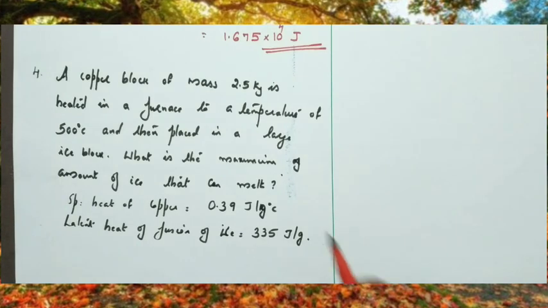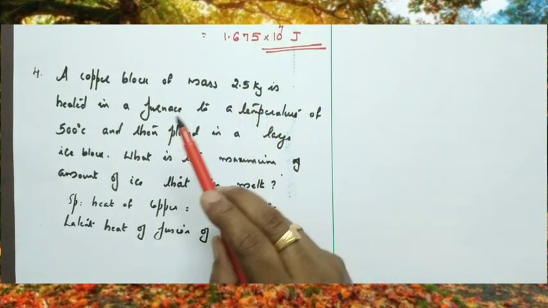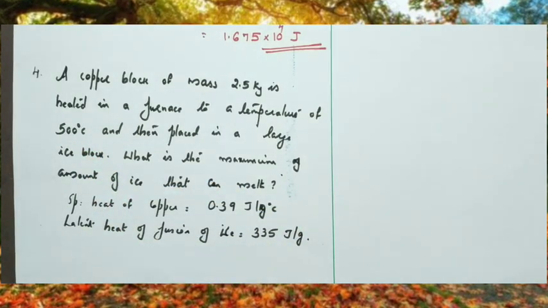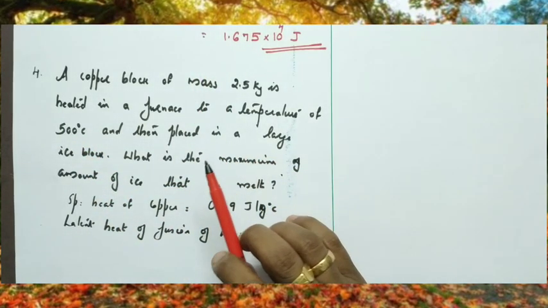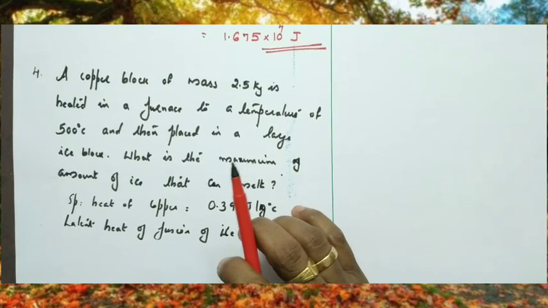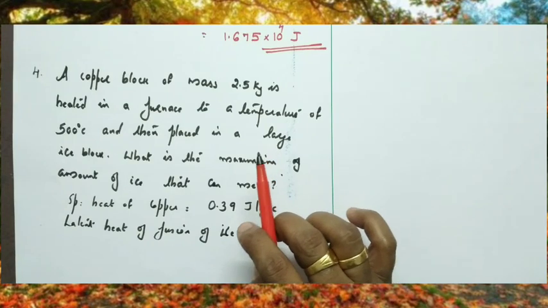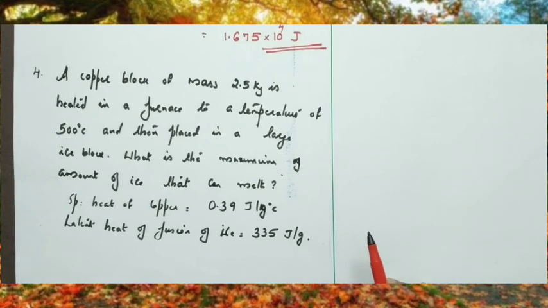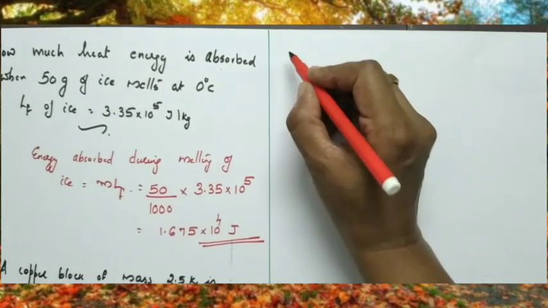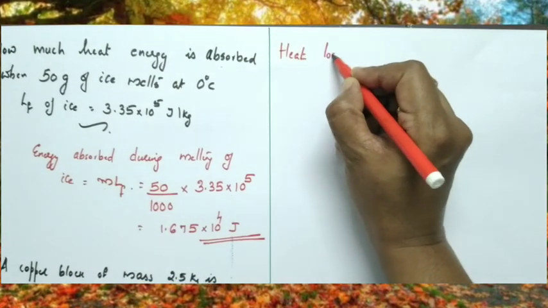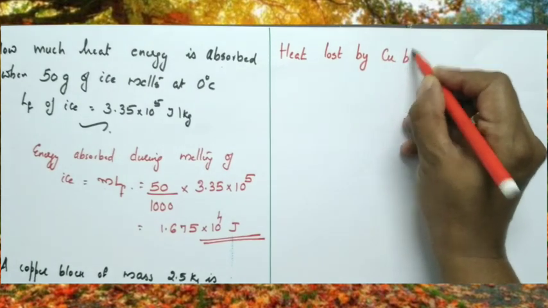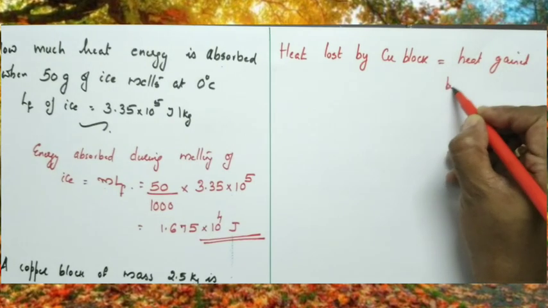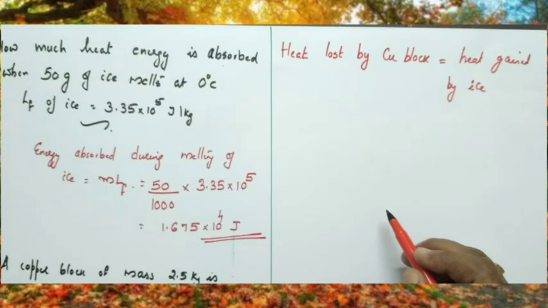Okay, so here a copper block of 2.5 kilogram is heated in a furnace to a temperature of 500 degrees Celsius. So what is the temperature of the copper block? 500 degrees Celsius. It is placed on a large ice block. When it is placed on a large ice block, what happens? Ice block melts. So heat is absorbed by the ice block, and who loses the amount of heat? Copper block loses the amount of heat. So that is also according to the principle of calorimetry. So we can do like this: heat lost by copper block is equal to heat gained by ice, isn't it? So what is the amount of heat lost by copper?